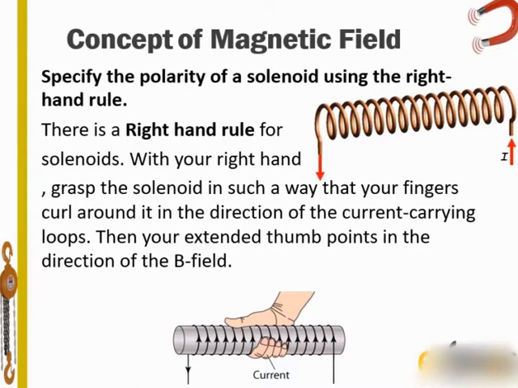In the same way, you can use a similar type of right-hand rule for solenoids. There is a difference, however. In this case, when your right hand grasps the solenoid, as in the diagram below, your fingers curl around in the direction of the current-carrying loop. So your fingers represent the direction that the current is flowing through the loops on that solenoid. And it is your extended thumb which represents the direction of the B field, or the magnetic field.